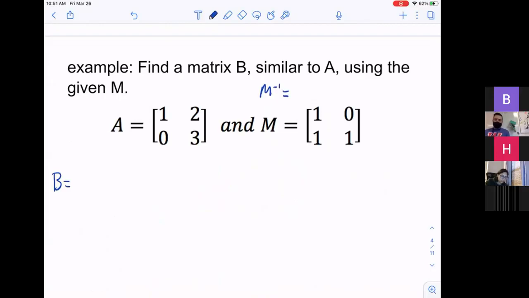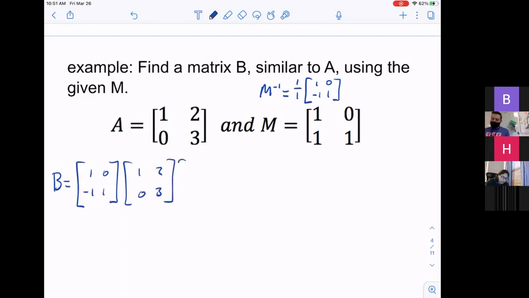So we find the determinant. Determinant is 1 minus 0, so 1. We switch the values on the main diagonal, which are 1s, so those don't really do anything. And then switch the sign on the other diagonal, so I'll have a 0 and a -1. And so to get B, we do M inverse, so 1, 0, -1, 1 times A, 1, 2, 0, 3 times M, which is 1, 0, 1, 1.